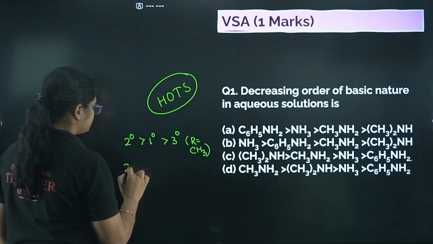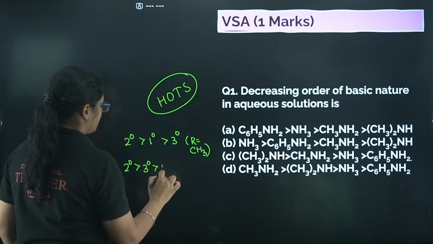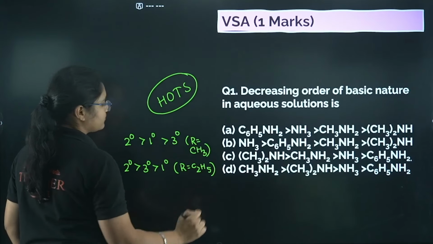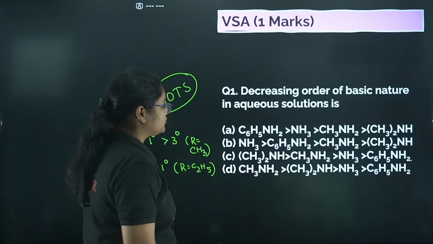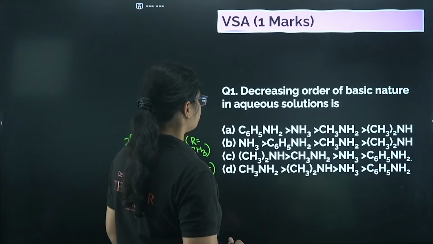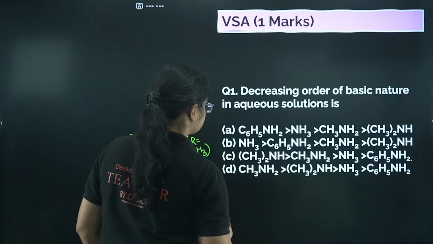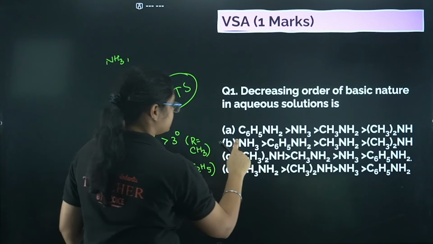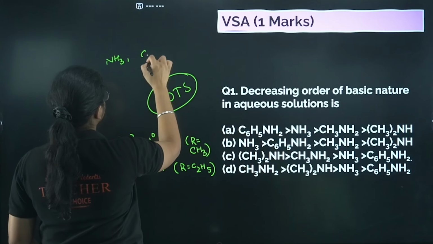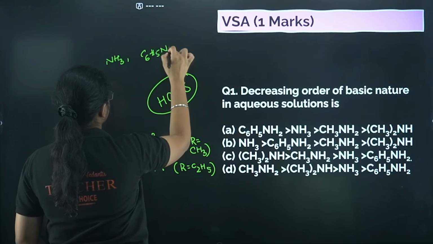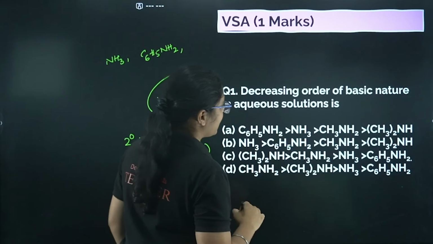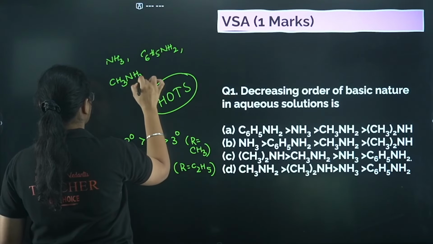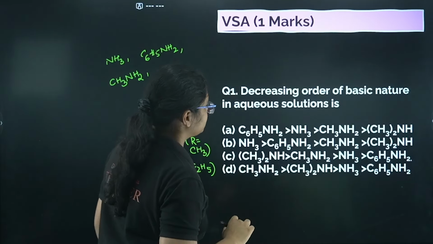And if the R group is ethyl, the order is 2 degree, 3 degree and 1 degree. Clear? Now let's see the first one. What are the compounds that are given to us? The first compound is NH3. Next we have C6H5NH2, next CH3NH2, and then (CH3)2NH.